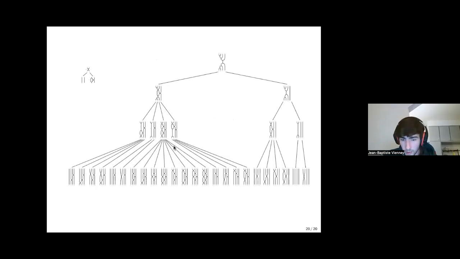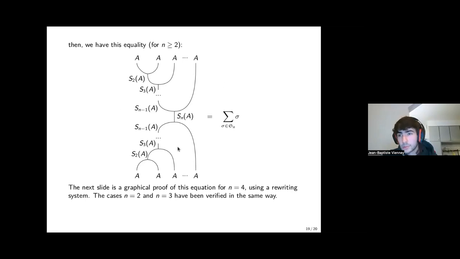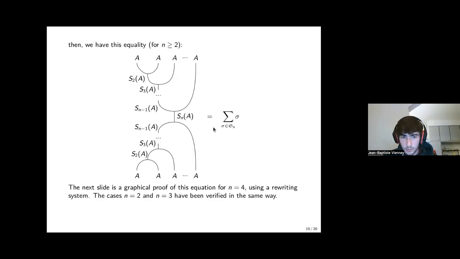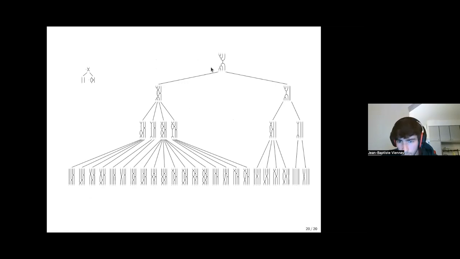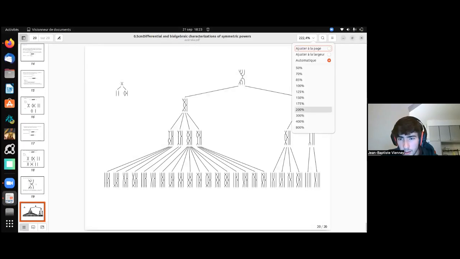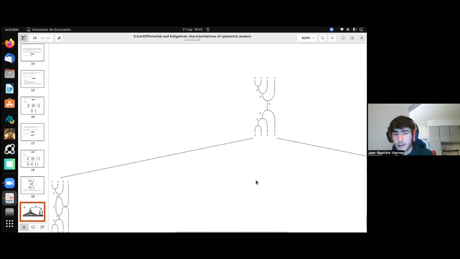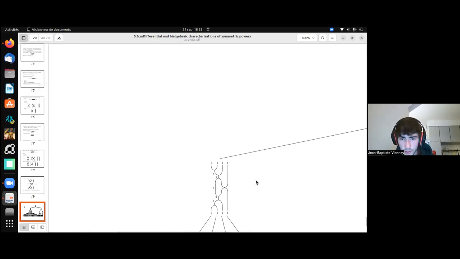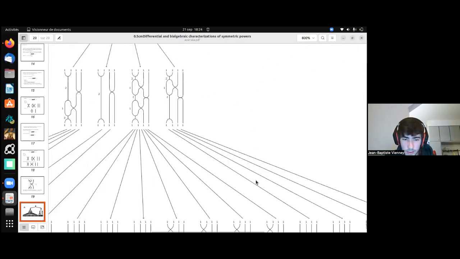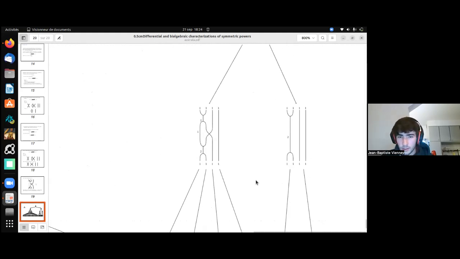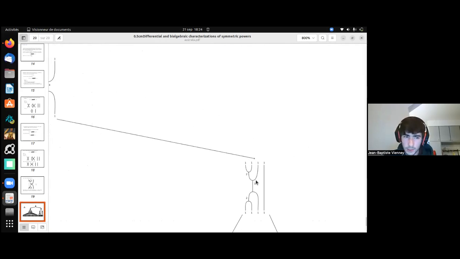So how does it work? I must prove that this thing is equal to this sum of permutations. I'm going to do something slightly different. I'm going to talk about rewriting. It's the same to prove this equality for n equal 4 as to prove that if I start with this graph and I use these two rewriting rules, there is one and only one path to arrive at any permutation of the symmetric group of order 4. And so proving this proves the preceding equality; it's equivalent.